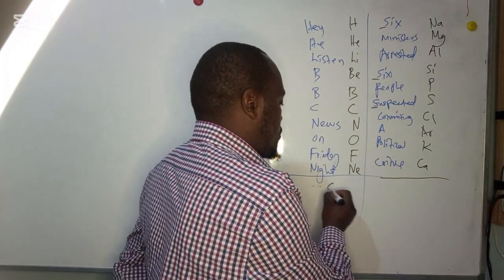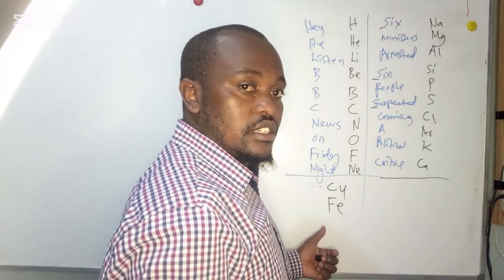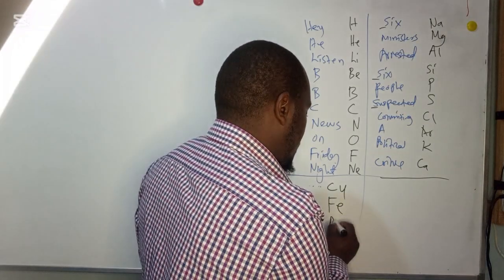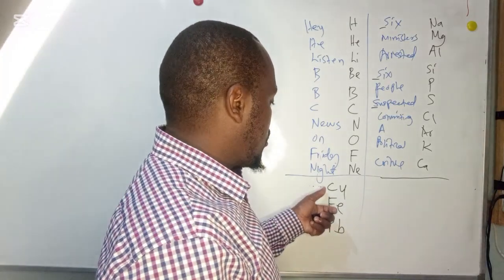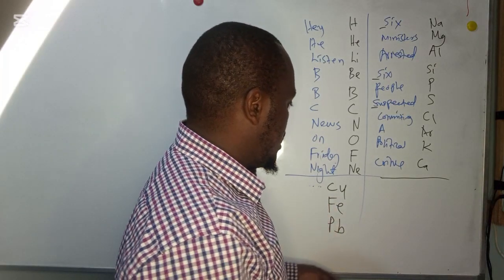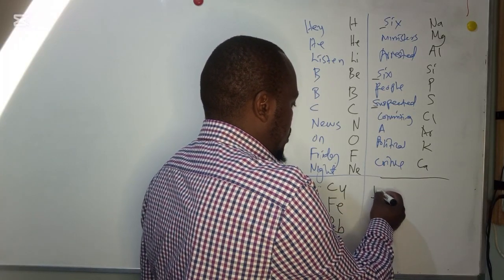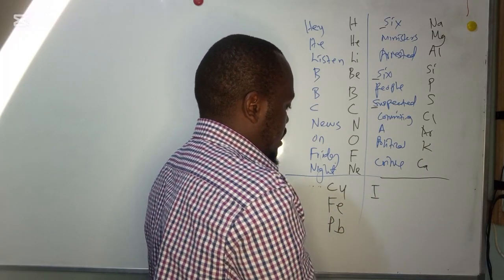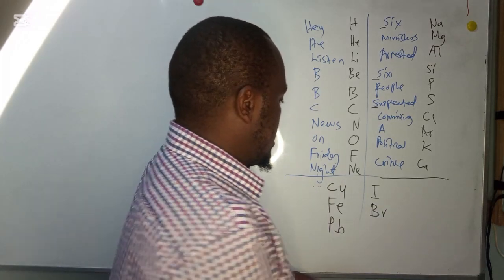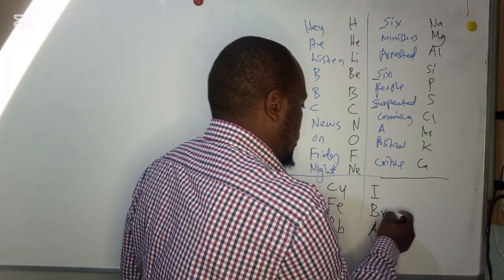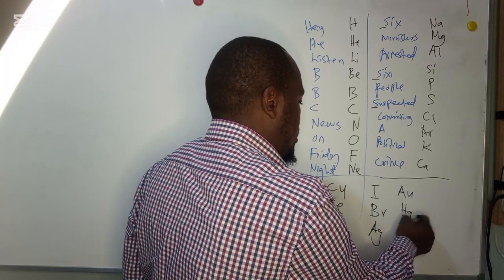We mentioned copper. Oh, we didn't mention this one, this is iron. What about this one? This one is lead. Copper, iron, lead. And maybe we could mention iodine and bromine, silver, this is gold, then mercury.